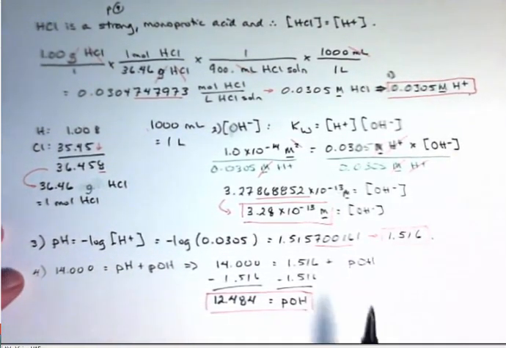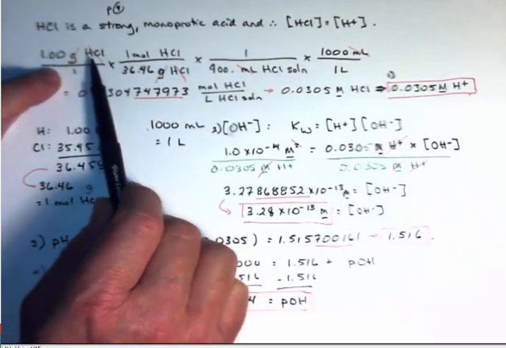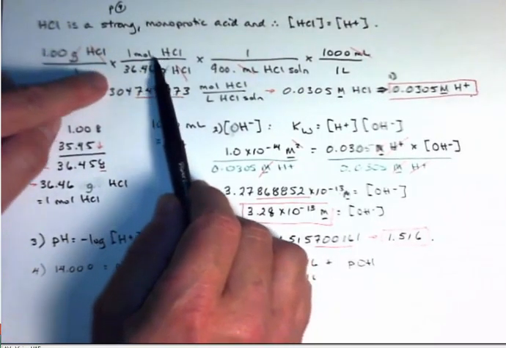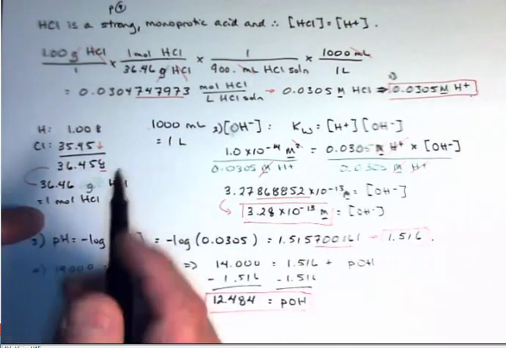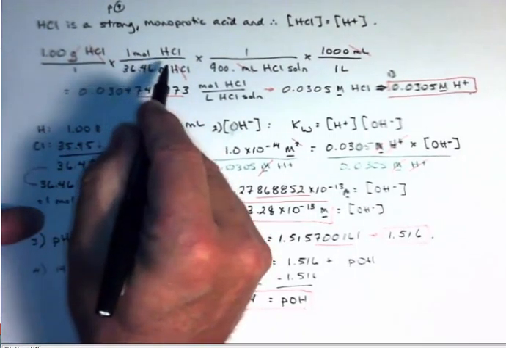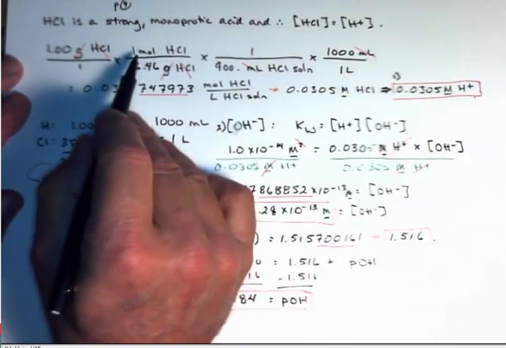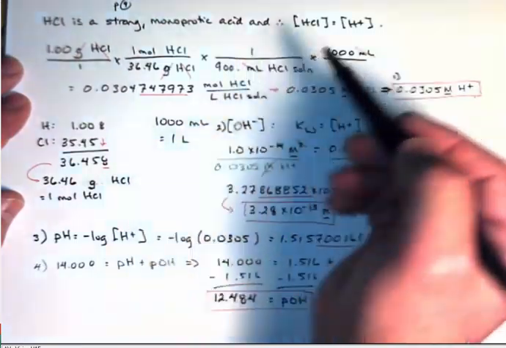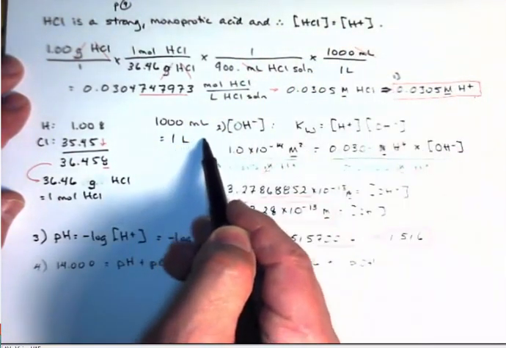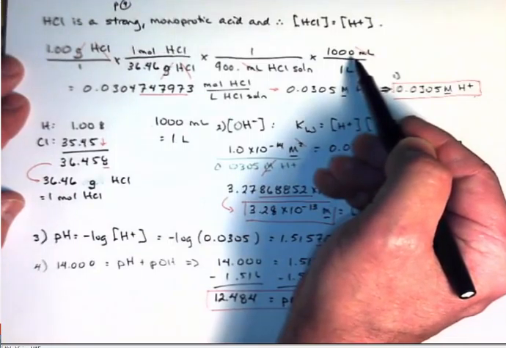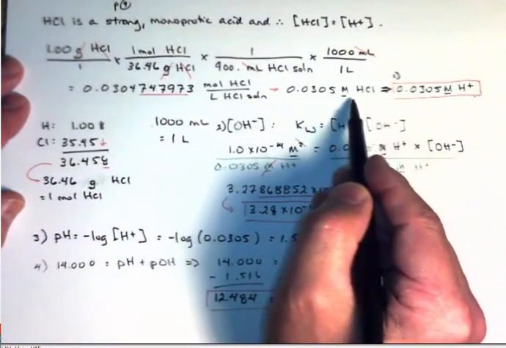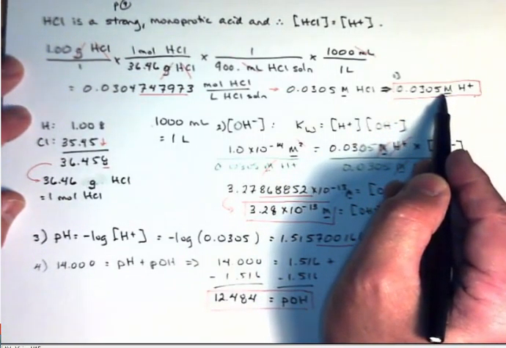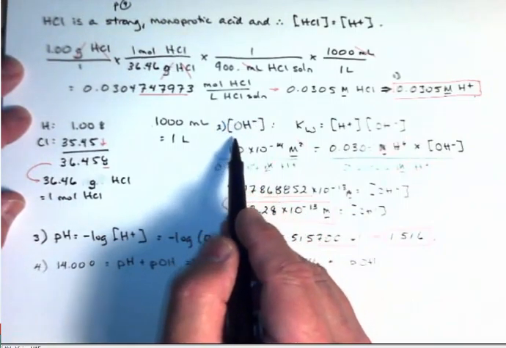All right, so I put the 1 gram of HCl over 1, calculated the molar mass here. I used that equality statement at the end of my calculation for molar mass to build this conversion unit so I could get to moles. Then I put the 900 milliliters of HCl solution on the bottom, converted that to liters here. Here's the equality statement to justify that conversion. And I get a molar concentration of H plus of 0.0305 molar. Okay? Then from that, I'm going to calculate the molar concentration of hydroxide.